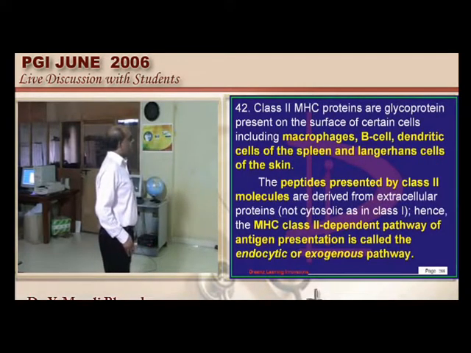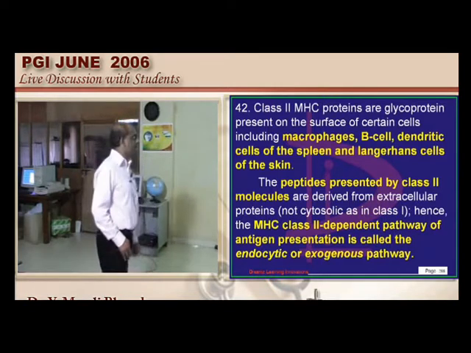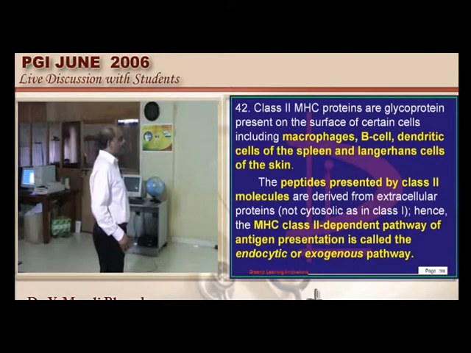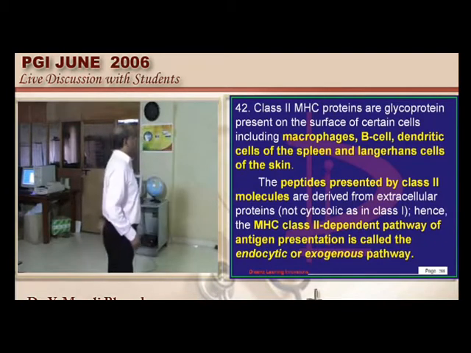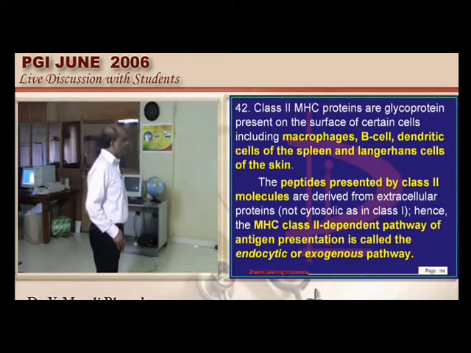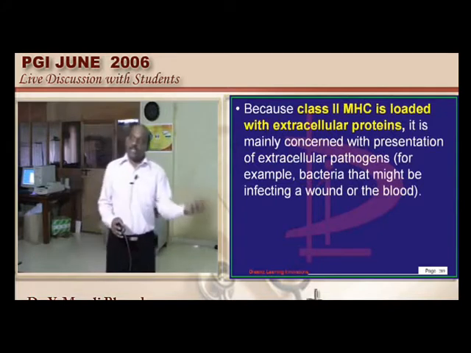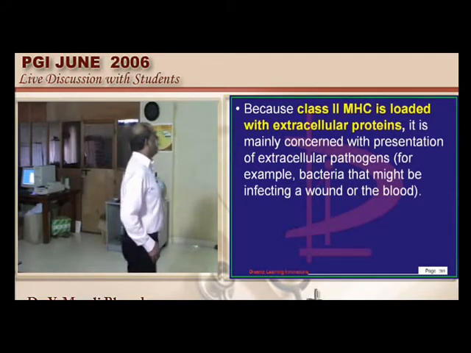Now where are these MHC class 2 molecules produced? Only inflammatory cells produce that. Macrophages, B cells, dendritic cells of the spleen and Langerhans cells of the skin, they are all the ones. And typically these MHC class 2 molecules are derived from the extracellular proteins. They are not cytosolic in nature. That's the reason it is also called the exogenous pathway of the major histocompatibility complex, is what we need to remember.